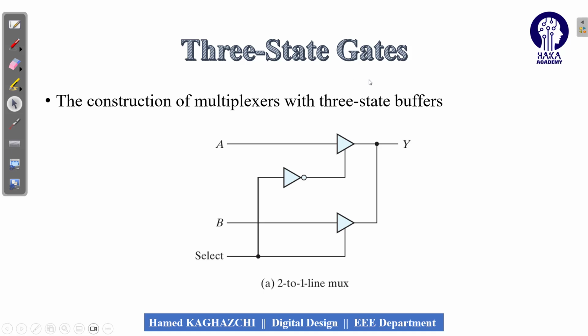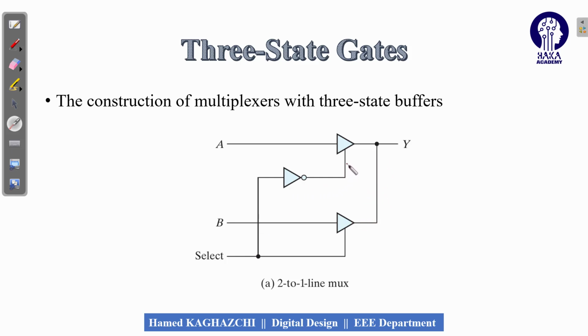So what is the application of this three-state gate? Using three-state gates, we can produce the multiplexer. Look here. This is the 2x1 multiplexer. How? The select is the selection line. Suppose that here is 0. When here is 0, here will be equal to 0. And we said that when the control input of the three-state gate is 0, the output is high impedance. It means that I remove this line from here.